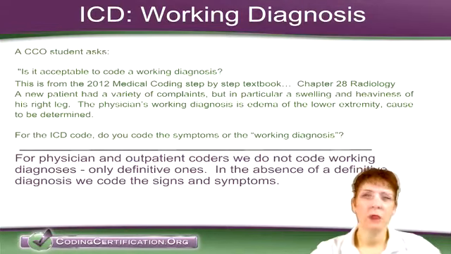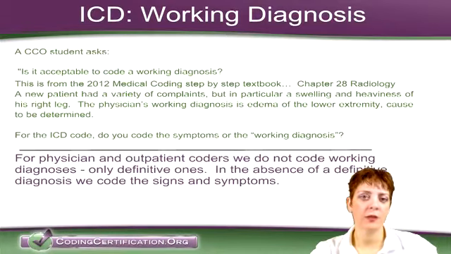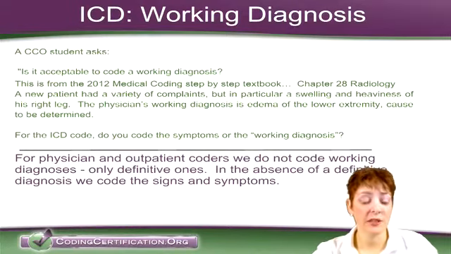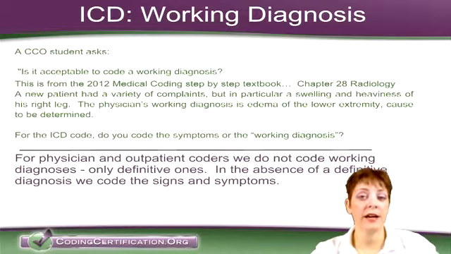So, working and rule out, they're similar, but it's kind of like the opposite. When the doctor says rule out, it's something that could be, but probably not, and they just want to rule it out and get it off the table. Where a working diagnosis is basically the physician really thinks that that's what it is, and they're just trying to get confirmation.